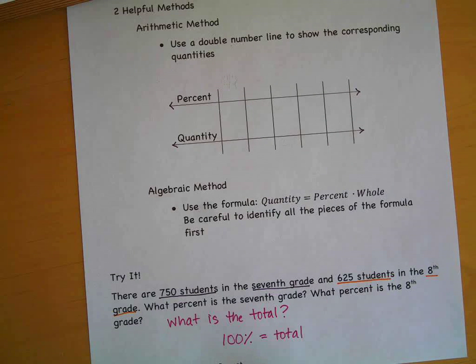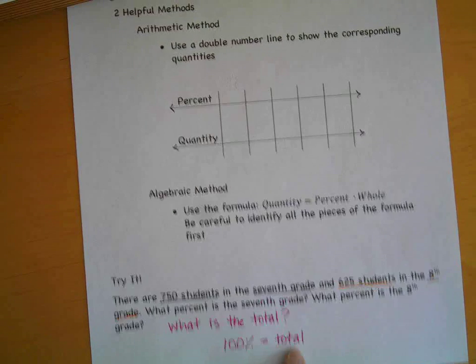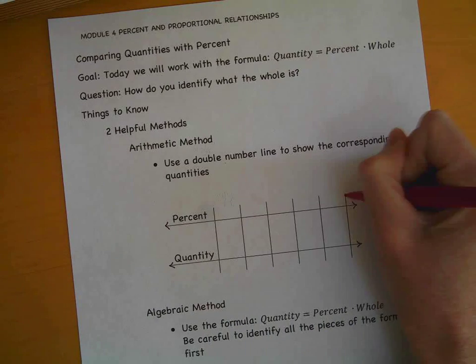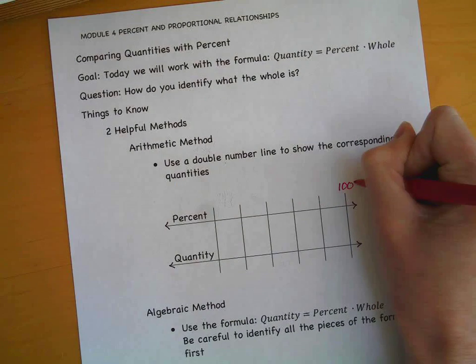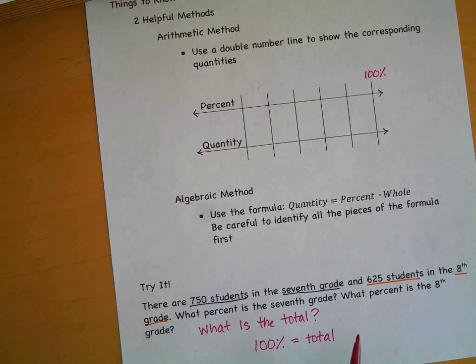So in order for us to figure out the percentages, we need to know the total number, because we know that 100% always equals the total. So if we go back up here, on the percent line we're going to put 100% right here, and then we've got to figure out what number would represent the total.